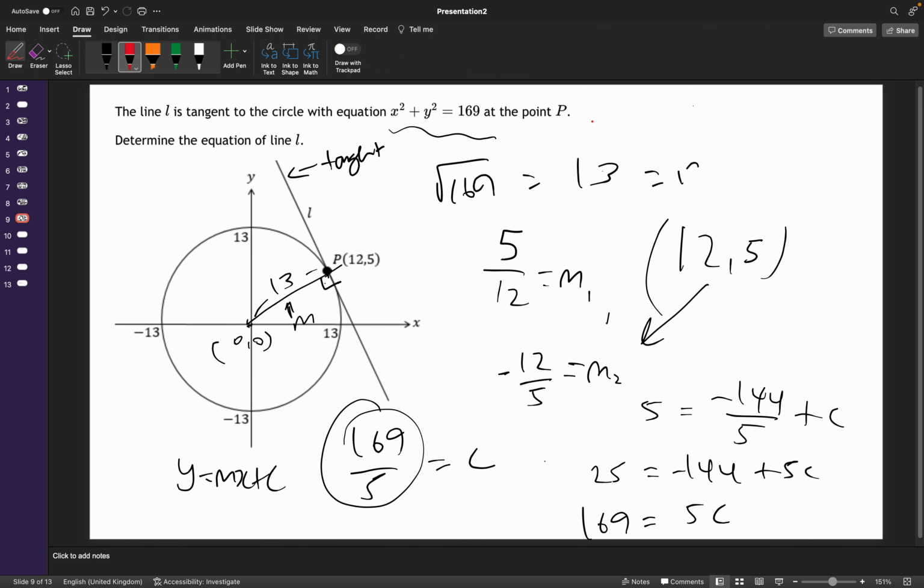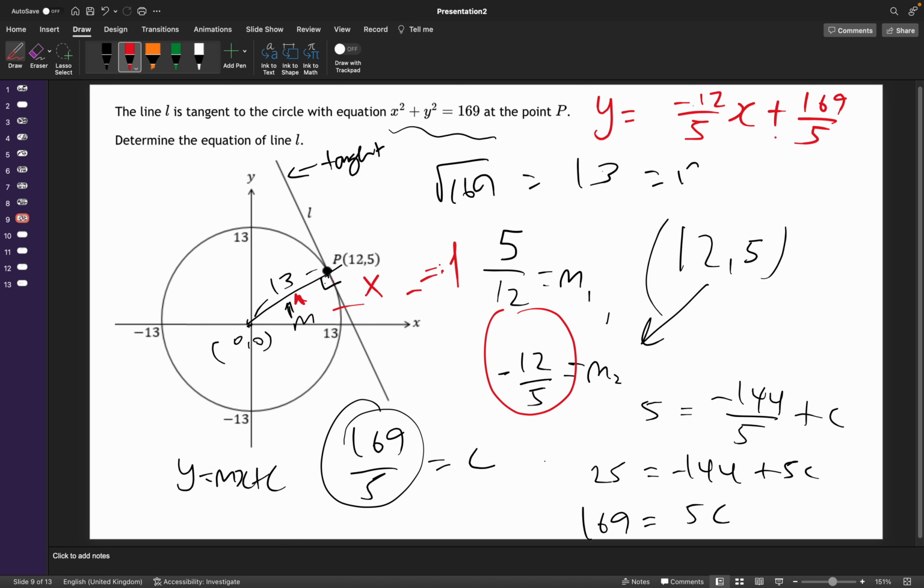Let me write that in red. Y equals negative 12 over 5, because remember they multiply to make negative 1. That's the initial gradient of this, but if it's perpendicular, they multiply to make negative 1. So negative 12 over 5x plus 169 over 5.